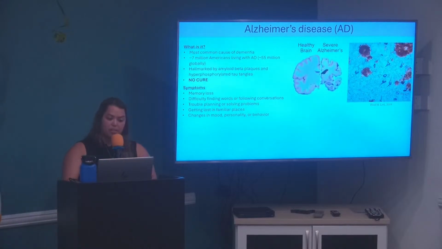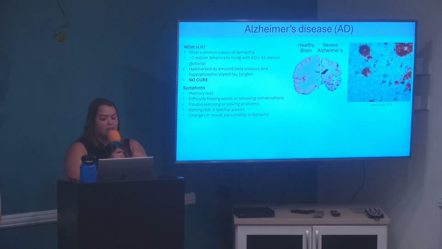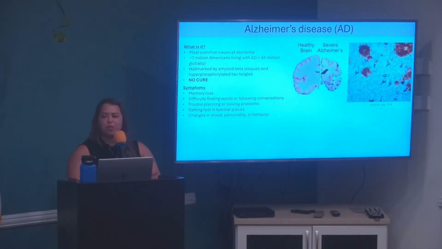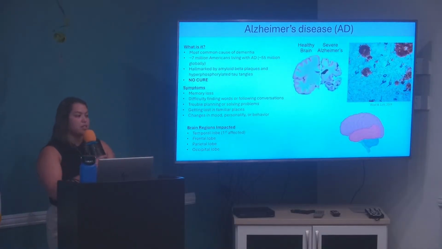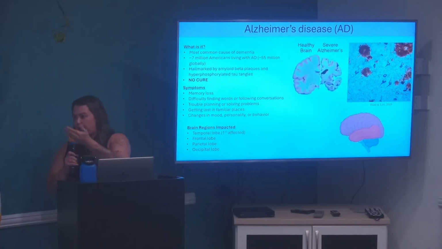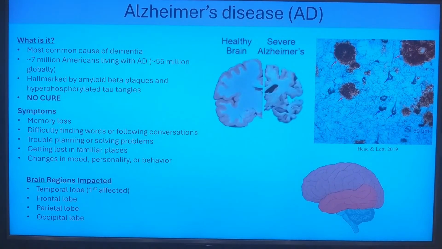So symptoms are memory loss, difficulty finding words, following conversations, trouble planning and solving problems, and getting lost in familiar places. One of the big things that we test is if you get lost in the parking lot where you parked your car, which is one of the big telltale signs. Also changes in mood and personality. It affects your brain pretty globally. It starts in your temporal lobe, but then it works its way back from the frontal lobe all the way down to your occipital lobe. And that's why you see a lot of various symptoms associated with Alzheimer's disease.